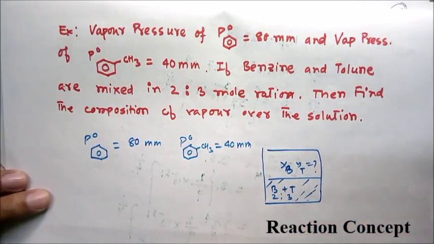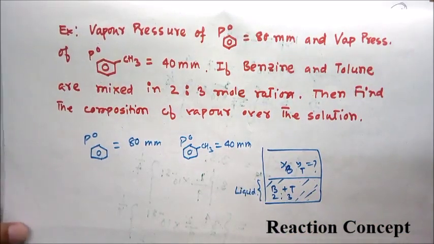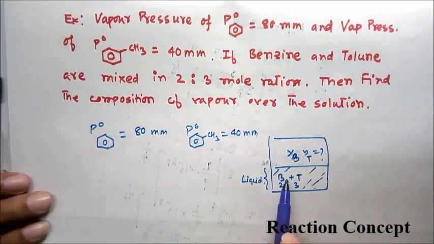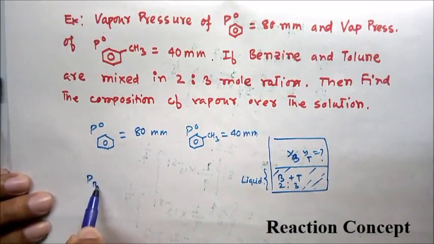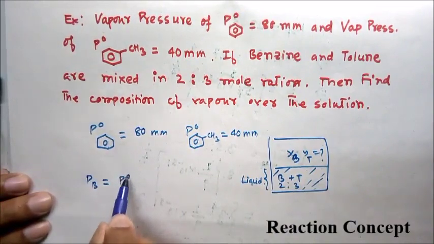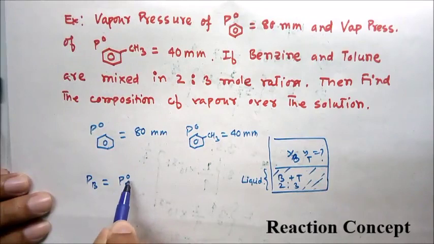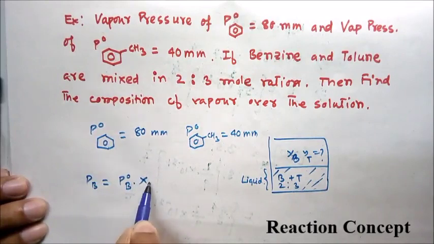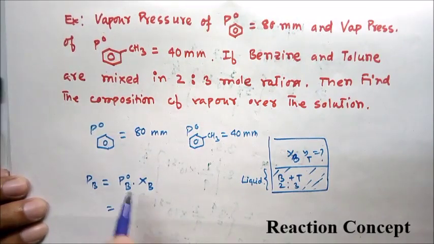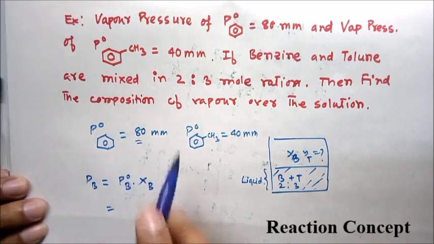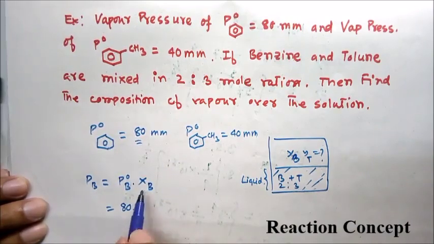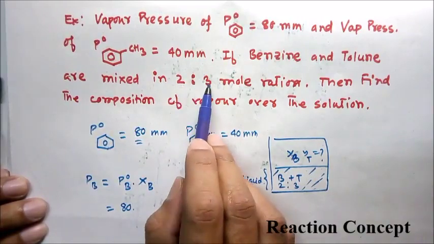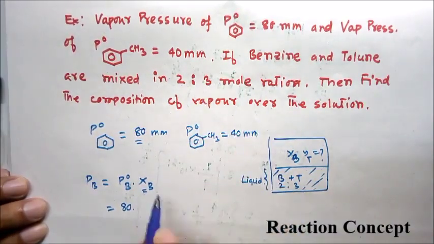First we will apply Raoult's law in the case of the liquid state. According to Raoult's law, the vapor pressure of benzene is equal to the vapor pressure of benzene in the pure state multiplied by the mole fraction of benzene in the solution. Since this value is given as 80 mm, you can write 80 mm here. For the mole fraction, since it is mixed in a 2:3 mole ratio, the mole fraction can be written as 2 divided by 2 plus 3.